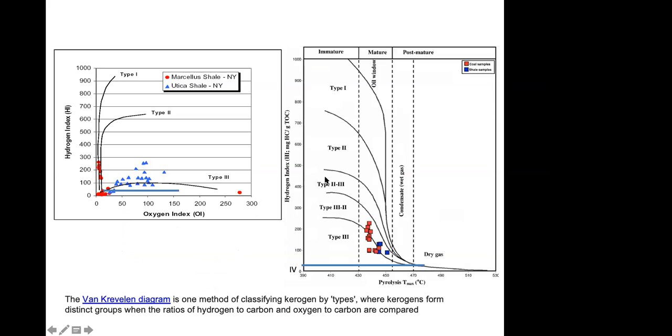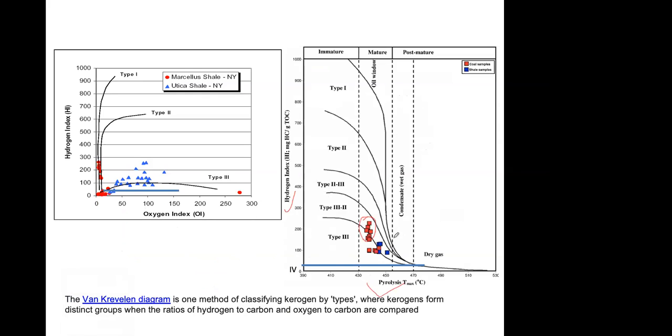So here, this is another Van Krevelen diagram, a modified Van Krevelen diagram. Here, this is hydrogen index versus T-max, maturity. These parameters we have derived from Rock-Eval pyrolysis, and using this standard diagram, you can find out what type of shale is present.